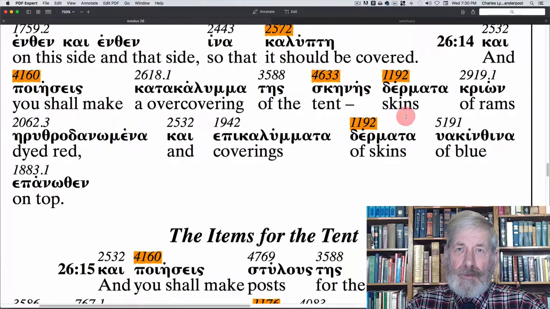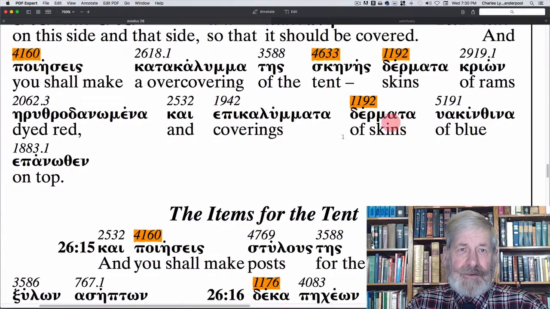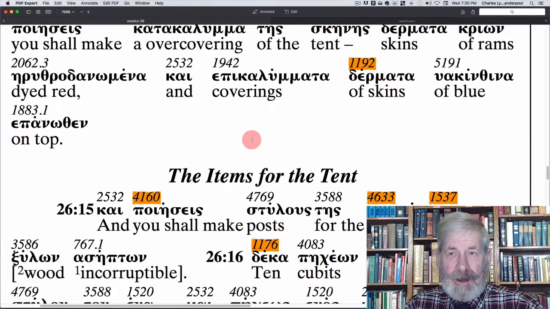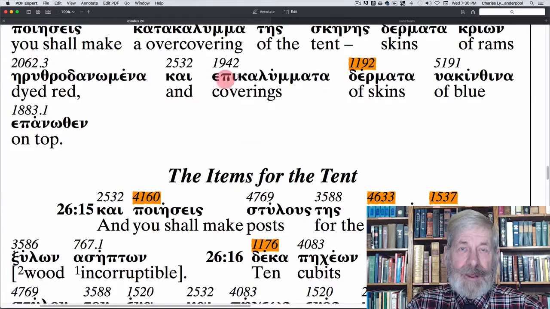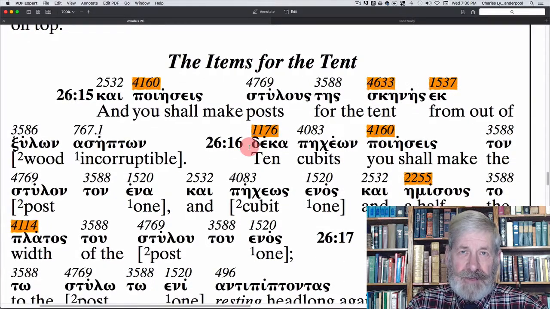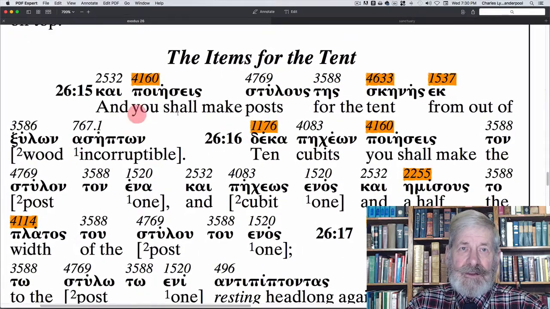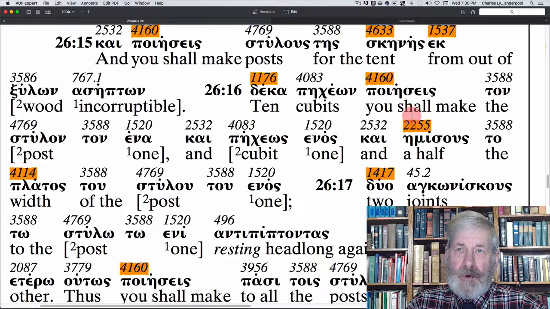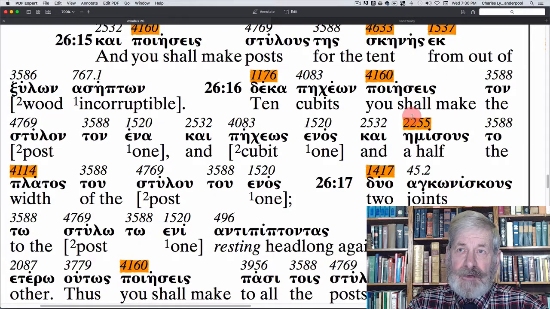And you shall make an overcovering of the tent, skins of rams dyed red, coverings of skins of blue on top. So there we go, all that in that picture of those coverings that are going on top. Now it gets a little bit easier here for the items of the tent. And you shall make posts for the tent from out of incorruptible wood. A post is generally vertical. 10 cubits you shall make the one post.